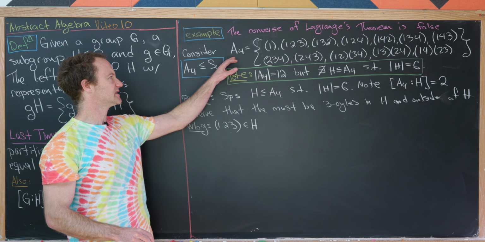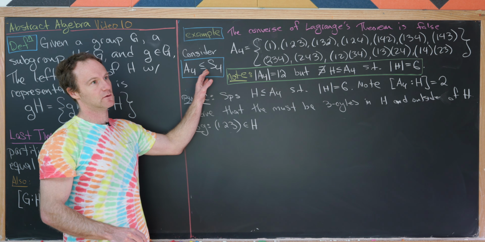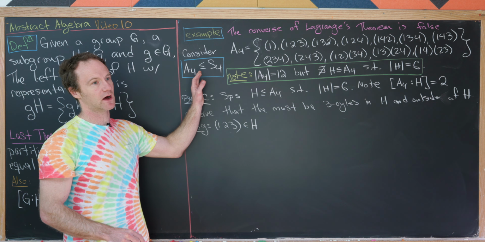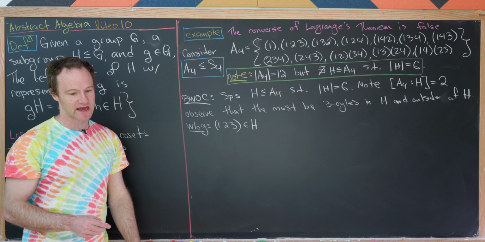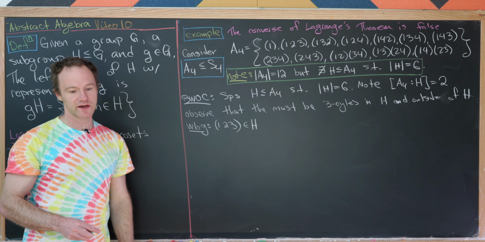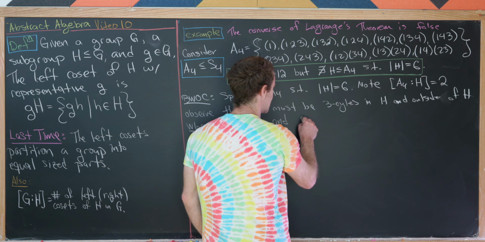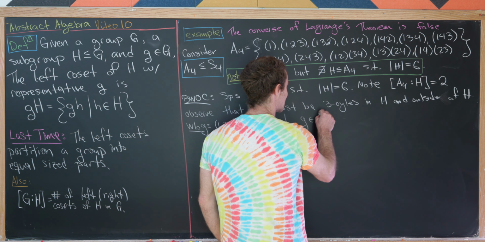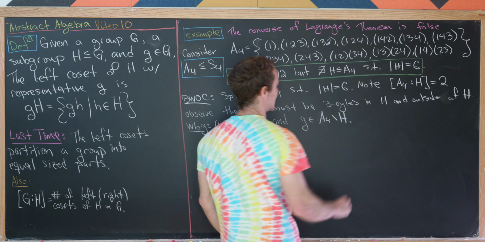Recall that this is thought of as the set of permutations on the set 1, 2, 3, 4, but it's really on any 4 letters, and you can rename those letters as needed. Okay, so we've got (1 2 3) in H, and then let's also take an element g, which is outside of H. So it's in A4, but it's not in H.